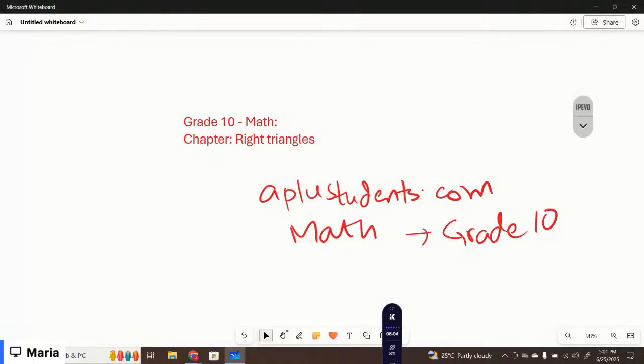We tend to start with the chapter right triangles and release. So please make sure you have your notebook or pencil so that you can note down the important examples and definitions also.